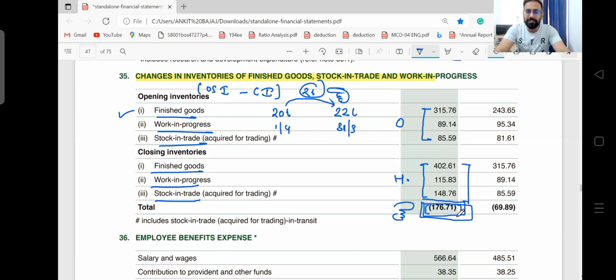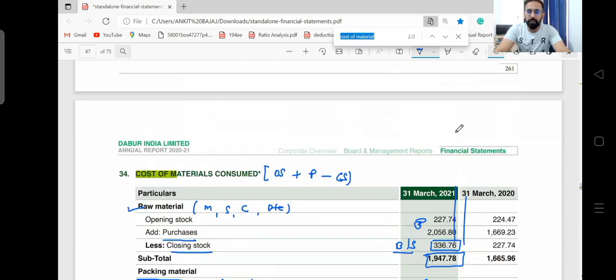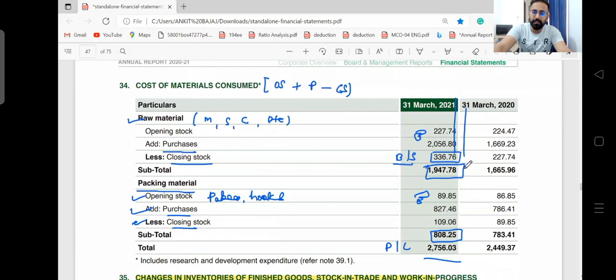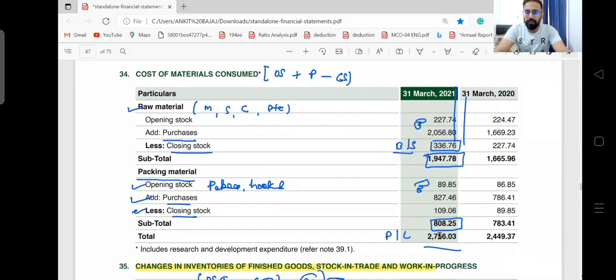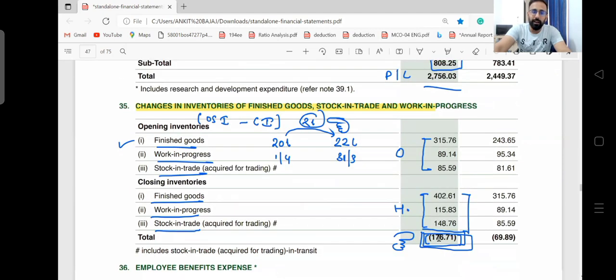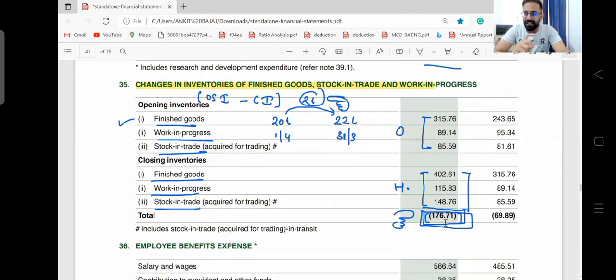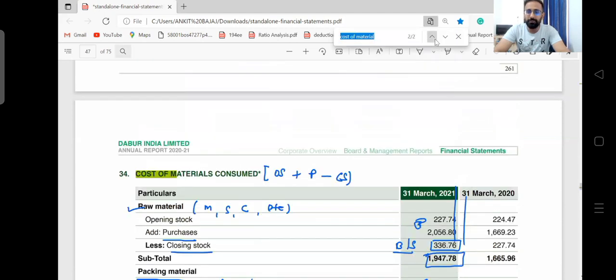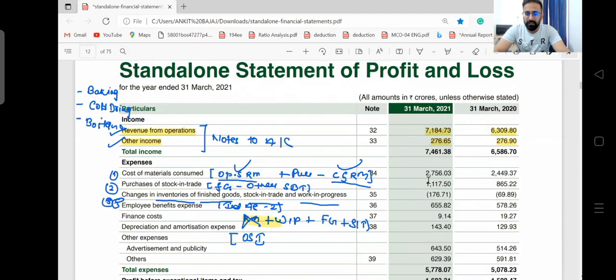So again, we will see the profit and loss account. Here you can see what the company has done. The company has recognized cost of material consumed whose value is 2756, and the company has shown changes in inventory, that is 176 negative. Now we will see how they are recording it in the P&L account. Here you can see that the cost of material consumed value was 2756, right? We have seen the calculation, and after that we have seen changes in inventory, that is negative 176, right? If I am writing down any negative value in expense, it will reduce my expense. I will reduce my expense because my closing stock is greater than opening stock.